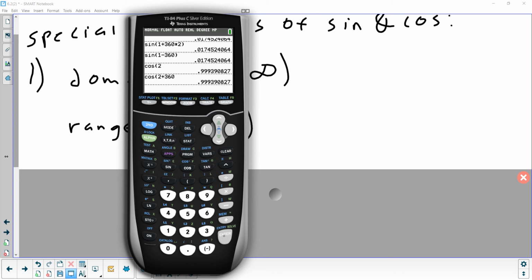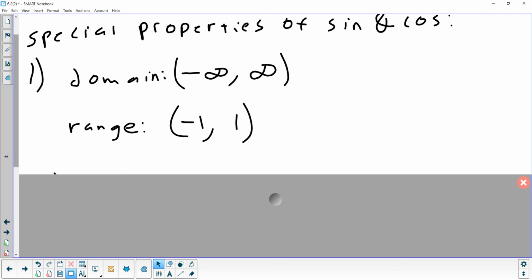What is 360 the same as in radians? Yep, 2 pi. So if you're dealing in degrees, you can add and subtract 360, and it will not affect the answer to a sine or a cosine problem. If you're dealing in radians, you can add or subtract 2 pi, and it won't affect the answer to a sine or cosine problem.